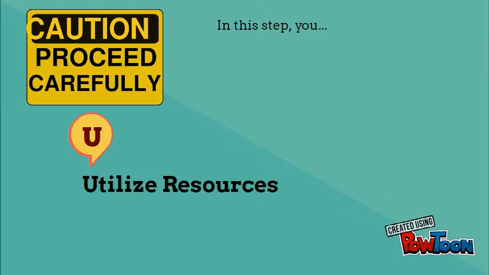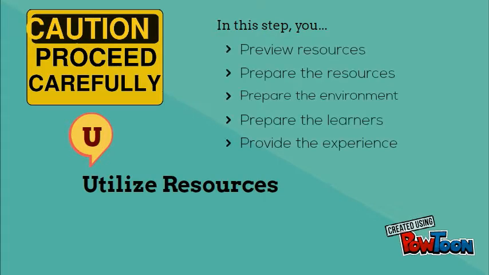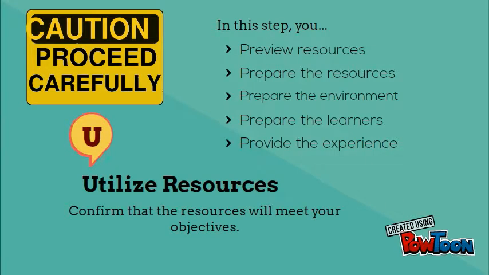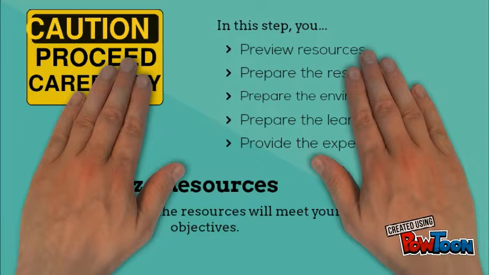Utilize resources. In this step, you follow the 5 P's process. Preview resources, prepare the resources, prepare the environment, prepare the learners, and provide the experience. You confirm that the resources will meet your objectives.